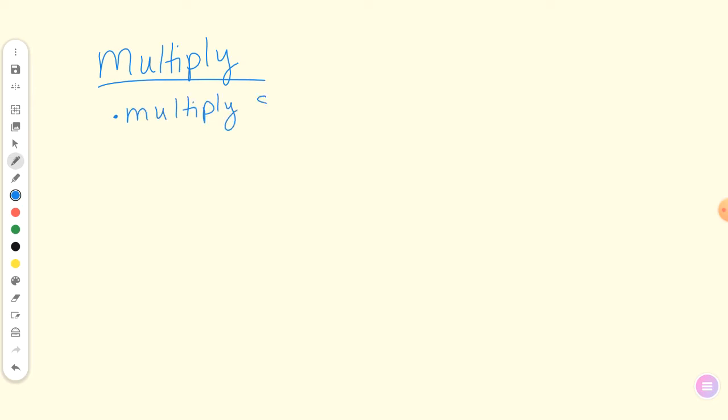Multiply straight across on top and bottom.